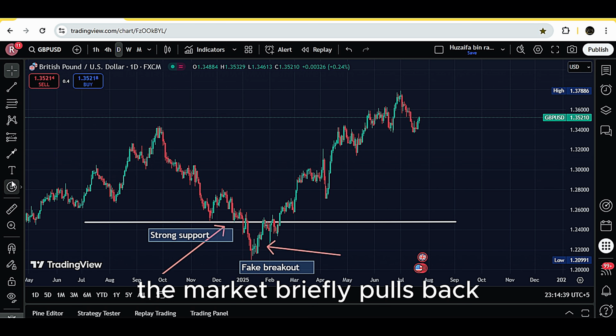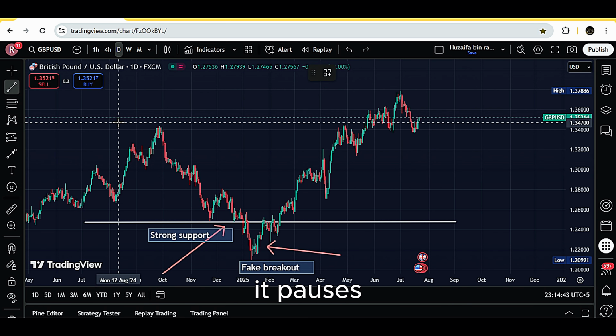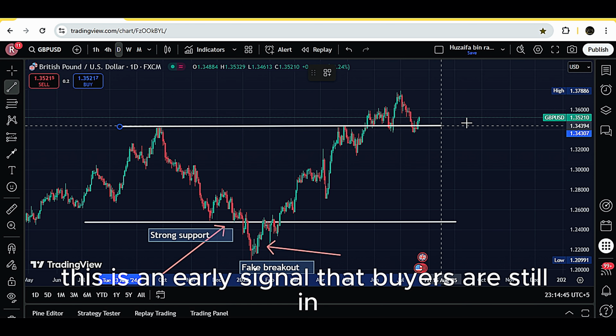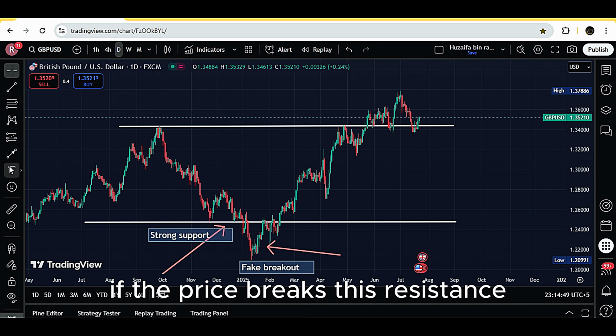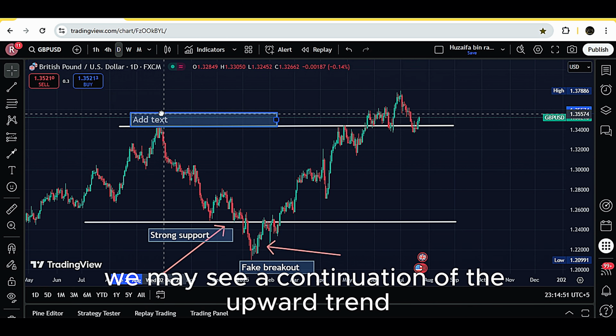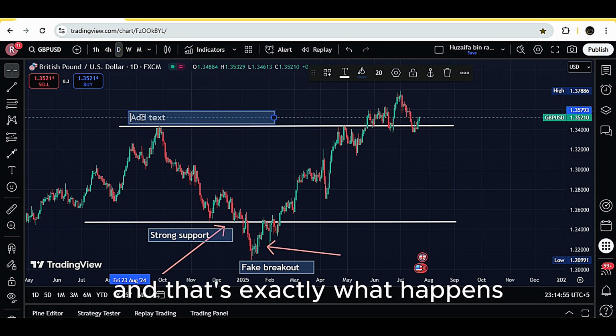The market briefly pulls back, but notice it doesn't crash, it pauses. This is an early signal that buyers are still in control. Traders watching this know that if the price breaks this resistance, we may see a continuation of the upward trend. And that's exactly what happens.